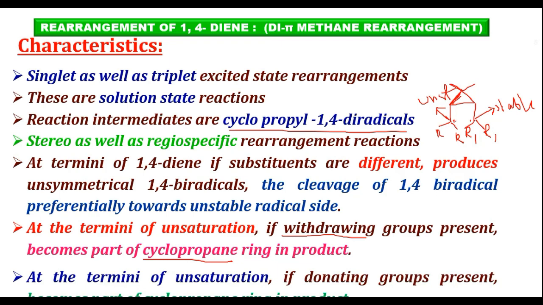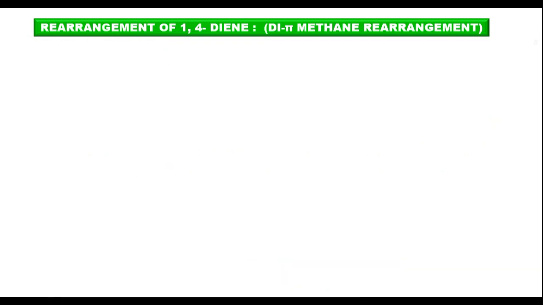So friends, this is about the characteristics of the 1,4-diene rearrangement, nothing but the di-pi-methane rearrangement. Till now we discussed simple examples which are symmetrical. Let's see another example. Actually, they ask this example in the examination, a typical example.